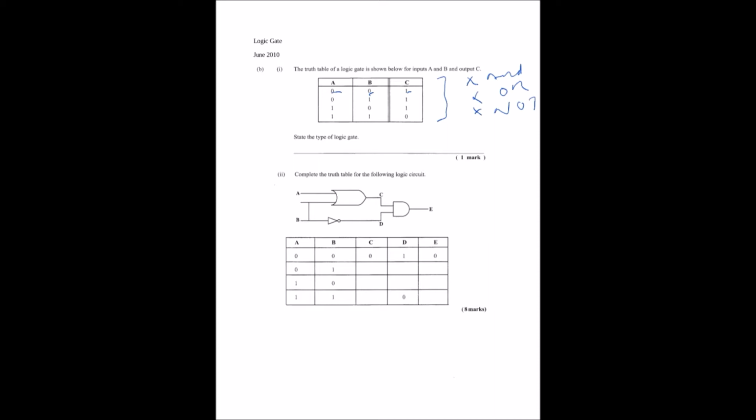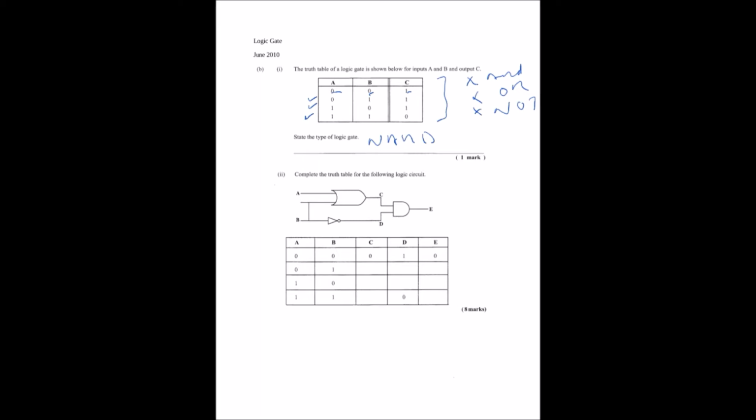So let's try a NAND, not an AND. 0 0 1, that's fine for a NAND. The second row is also fine, the third row is fine, and the fourth row is also fine. So this is a NAND gate. This is the opposite of an AND gate.